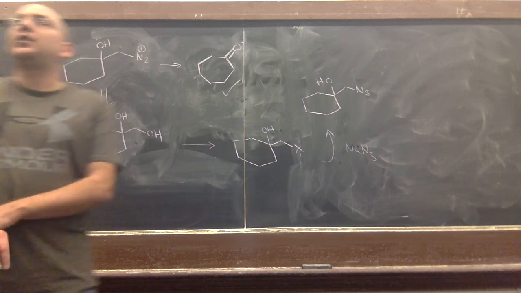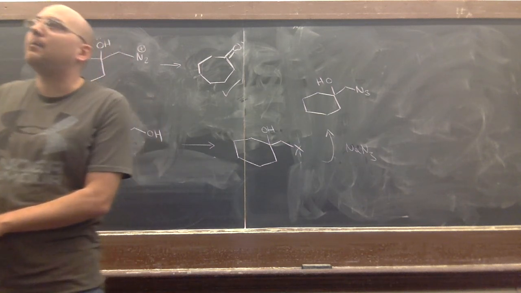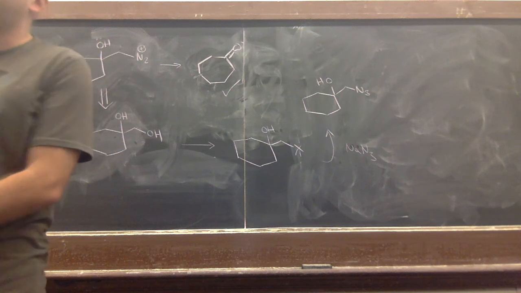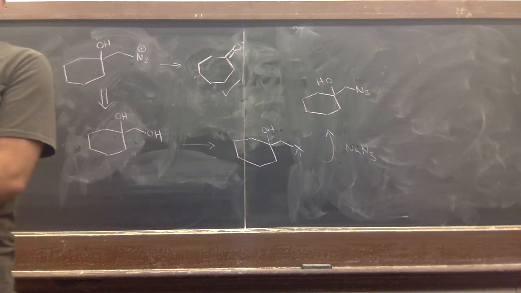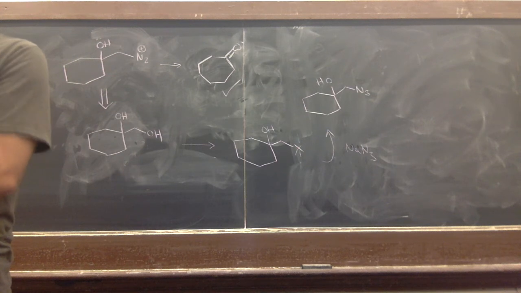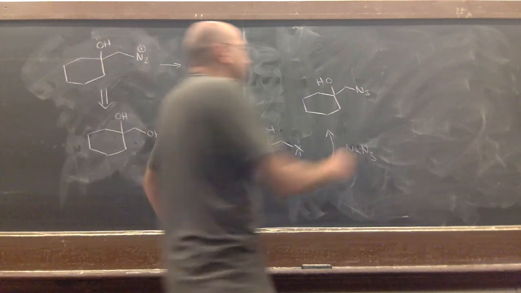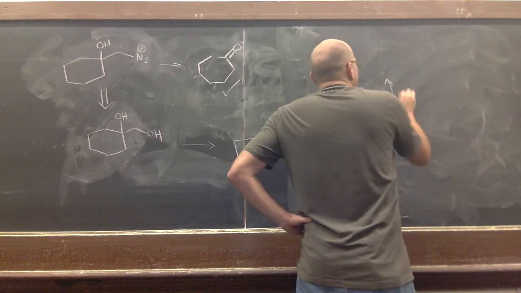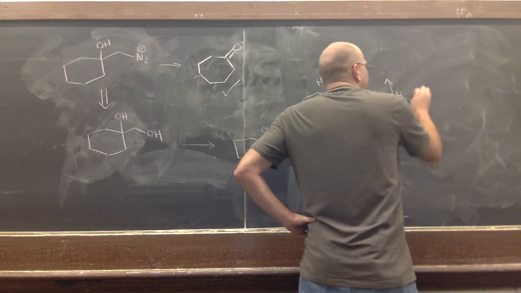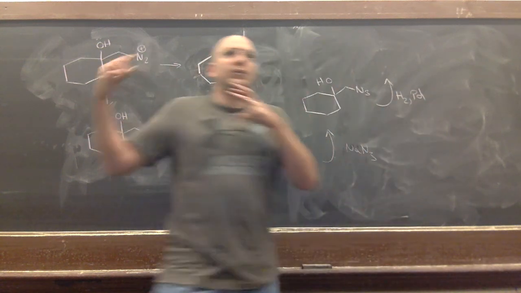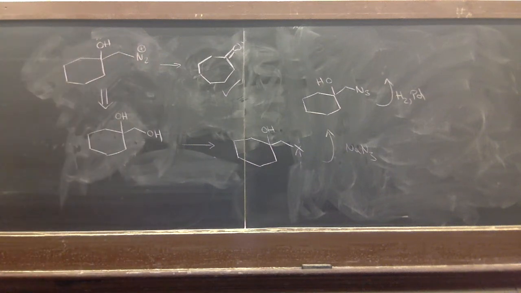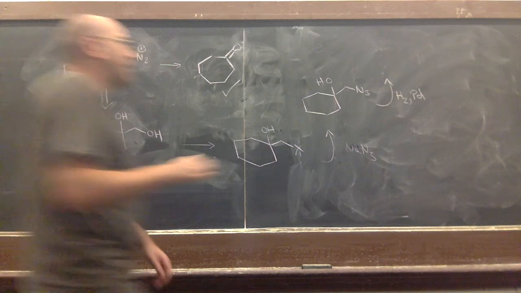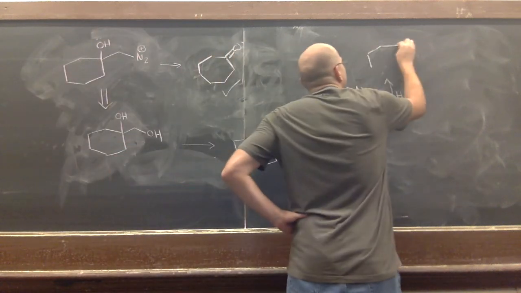HNO2, that's to take the amine, NH2. So we need to get that to the NH2 first. Yes, so we can reduce it down first. So H2 palladium, or Staudinger reduction, or maybe even LAH we might be able to get away with. That would get us to the amino alcohol.